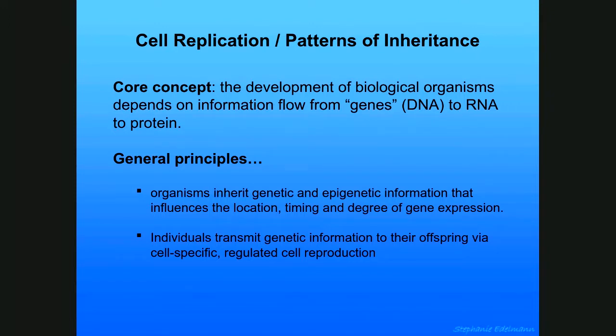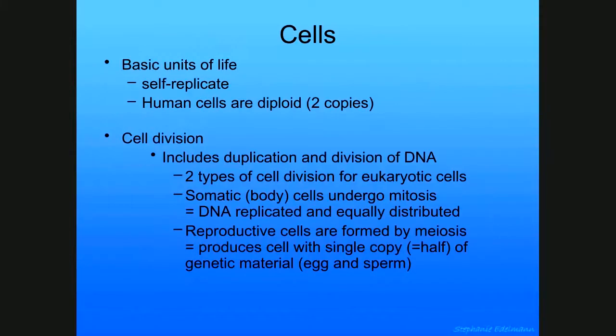So organisms inherit genetic and epigenetic information that influences the location, the timing, and the degree of gene expression, and that's what we're gonna talk about. This genetic information is transmitted to the offspring via cell-specific regulated cell reproduction, and that's the other part we're going to be talking about. So to talk about this, we need to talk about cells.